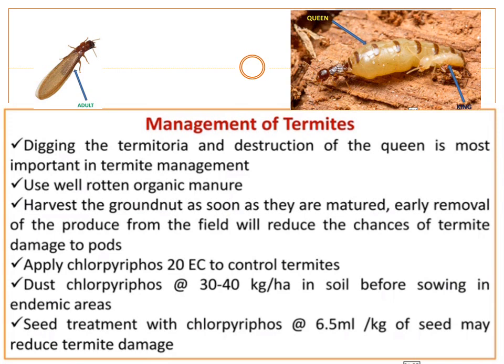We need to dig the termitaria and destroy the queen, and use well-rotten organic manure, harvest the peanut as soon as they are matured, and apply chlorpyrifos 20 EC to control termites. Or you can also dust chlorpyrifos at 30 to 40 kilograms per hectare in soil before sowing in endemic areas. You can also do seed treatment to reduce termite damage.